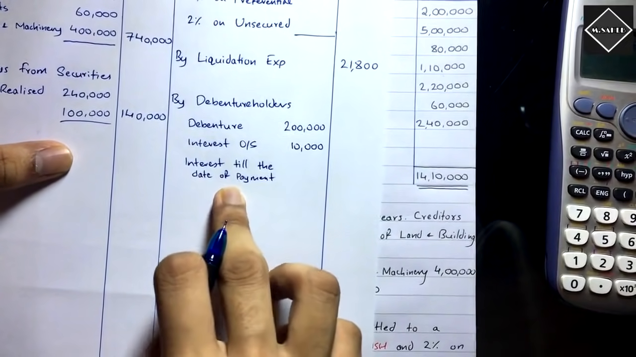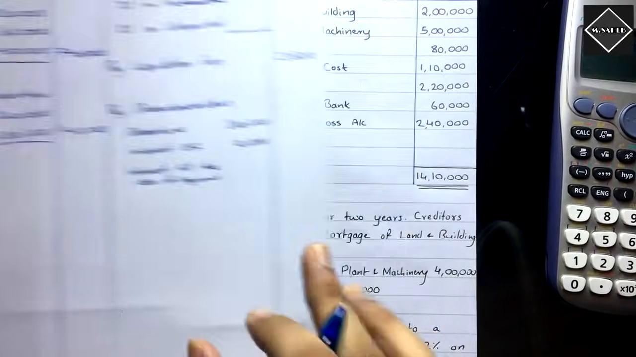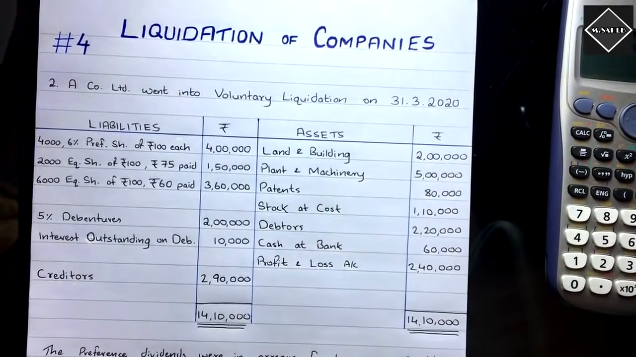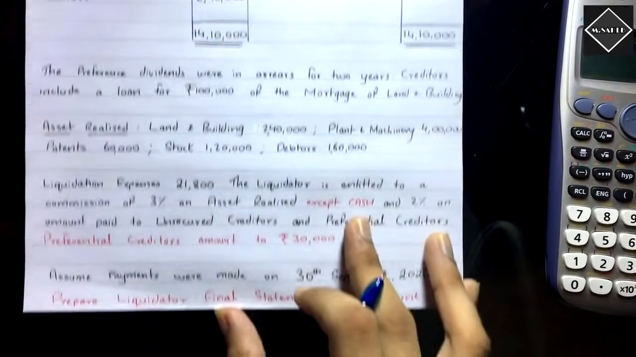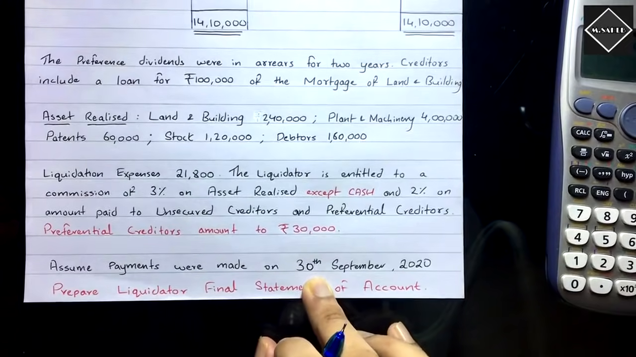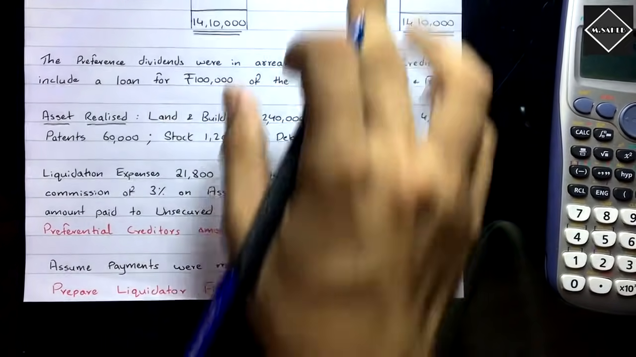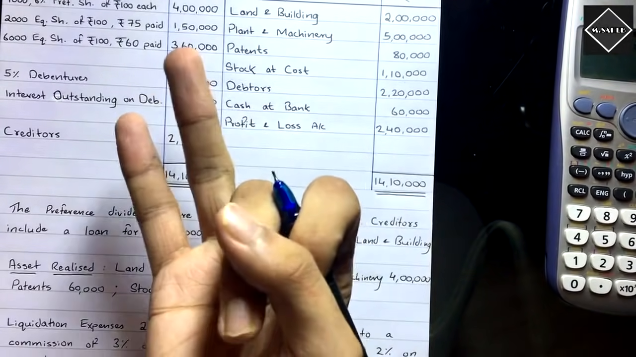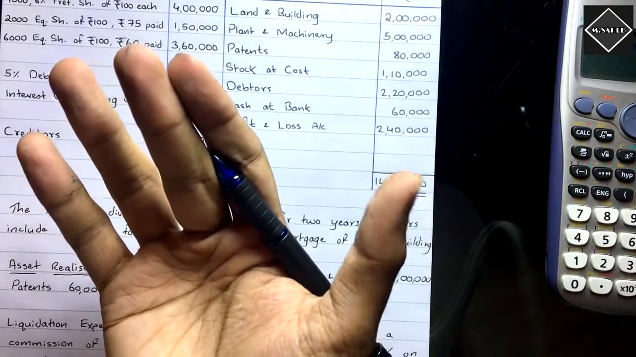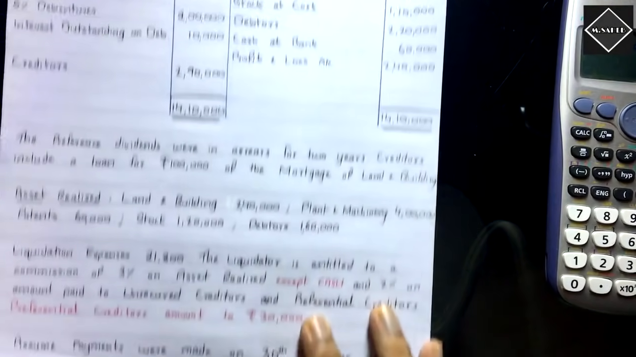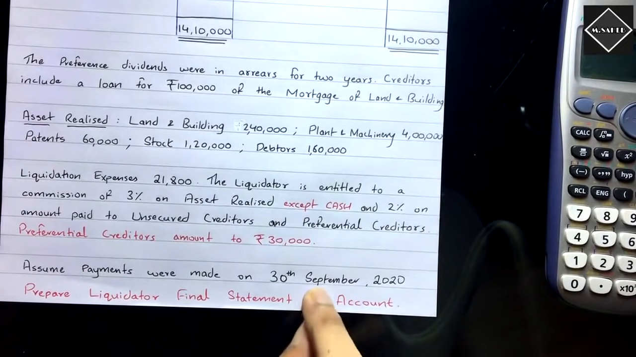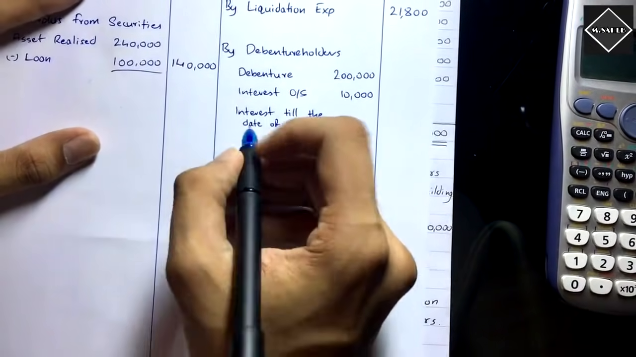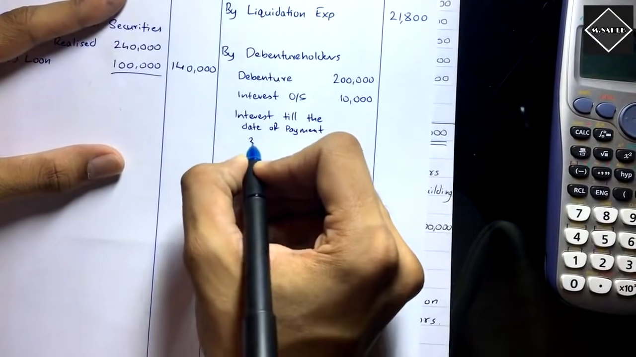Now, how will you calculate interest till the date of payment? What is the date here? The liquidation date is 31st March 2020. This is the winding up date. So now you have to pay till the date of payment also. So the payment date is 30th September, right? So you don't have to take March month, because it is 31st March. So April, May, June, July, August, September, 6 months, isn't it? 30th September means 6 months interest extra you also have to pay till the date of payment. 6 months, right? Till 30th September.